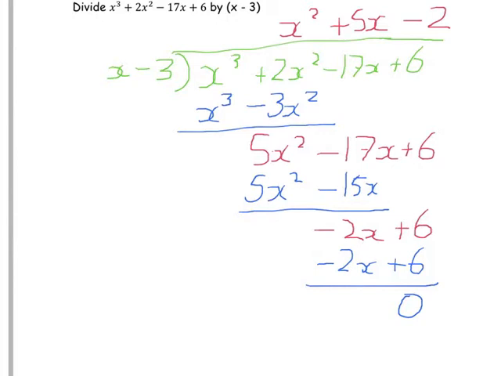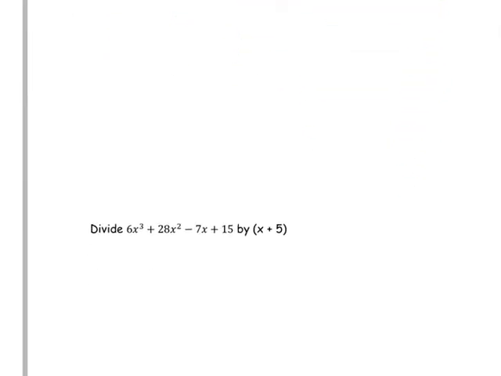Now, I'm just going to have a go at another one because I'm fully aware this is quite a difficult skill to get your head around first time. So this time we're dividing 6x cubed plus 28x squared minus 7x plus 15, and we're going to divide this by x plus 5.